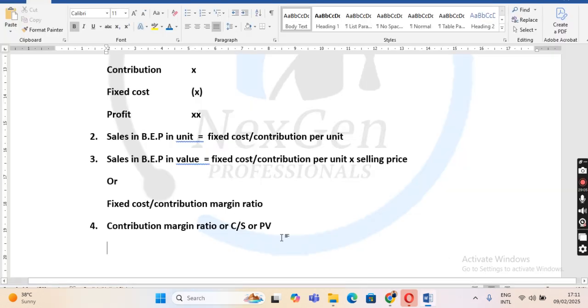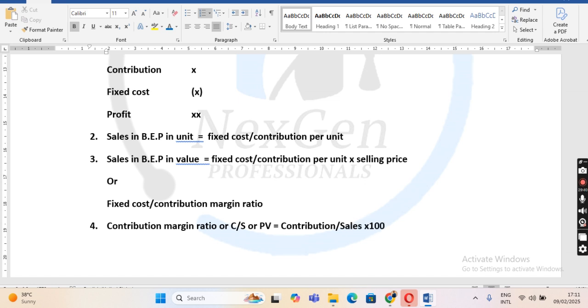Now, class, what is the formula for calculating contribution margin ratio? You already know this is contribution. Margin means sales, right? So contribution margin ratio is calculated as contribution divided by sales, times 100. That gives you the contribution margin ratio.